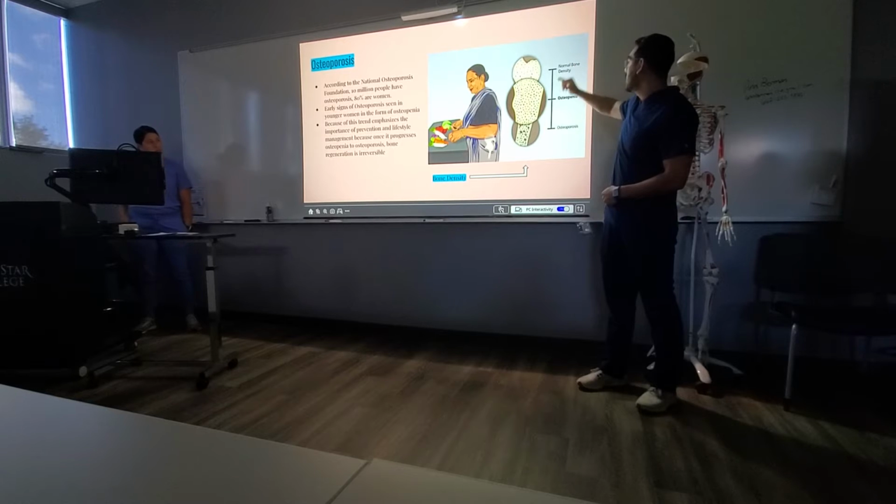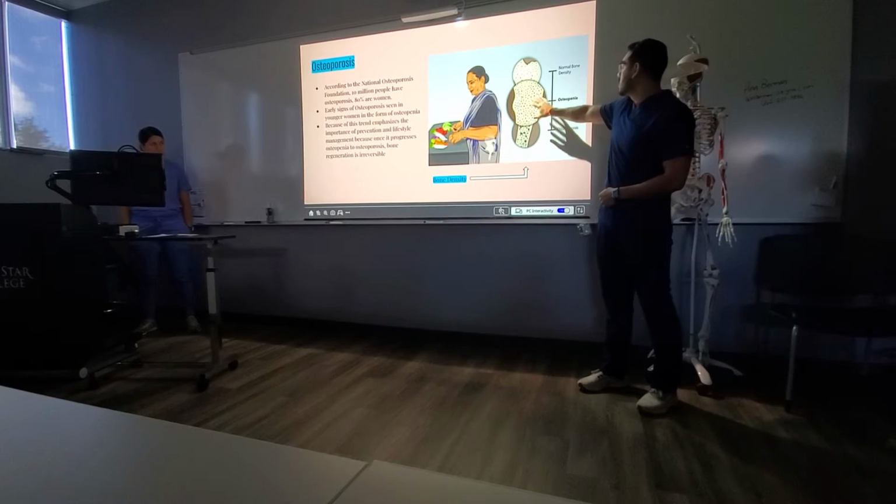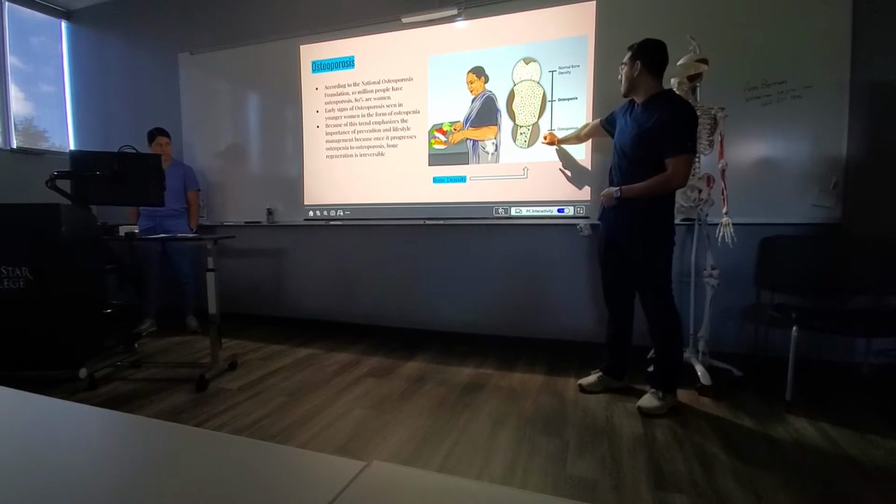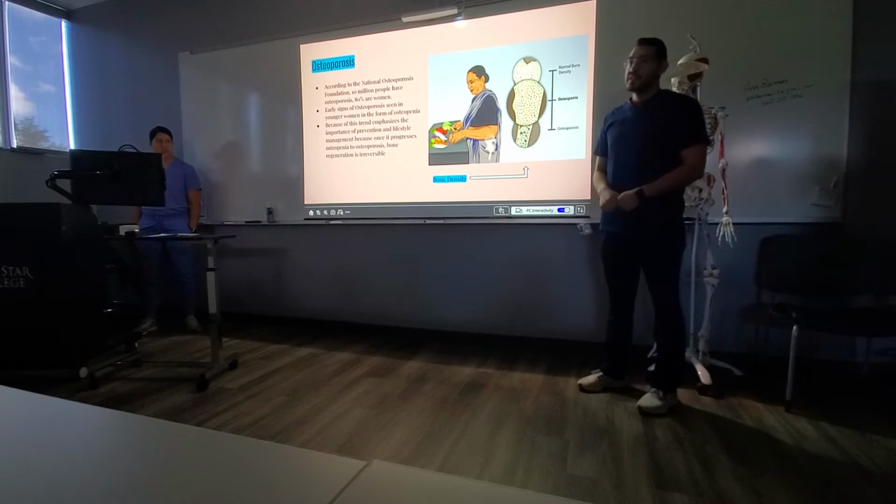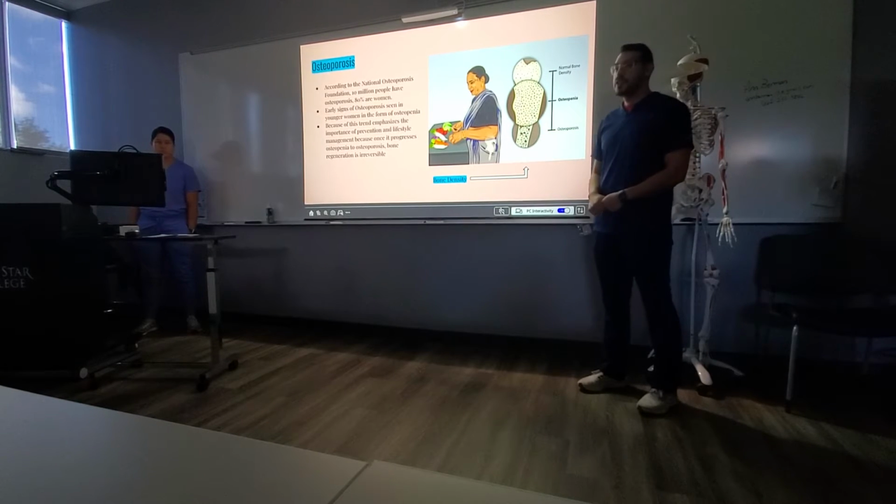And as you can see, we have different charts to show you. Normal bone density, as it gets to osteopenia, you start to see a little bit of that mass gone. And then osteoporosis, you can see it's pretty much to the point where there's no return.